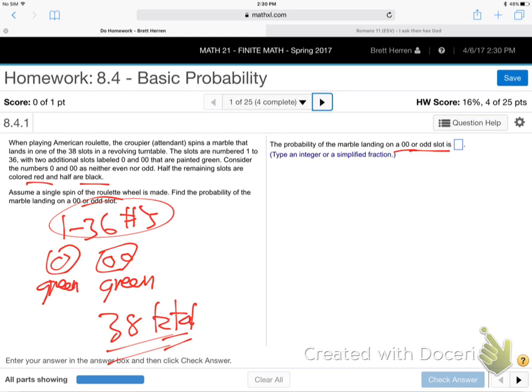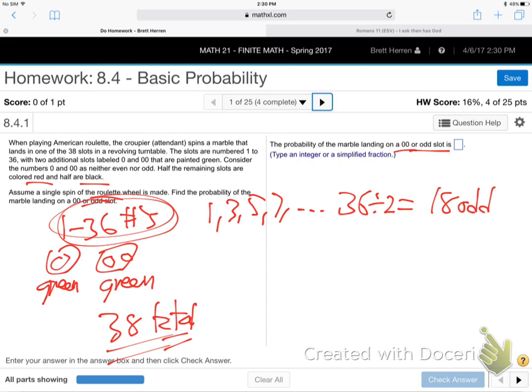Well, how many odd numbers are there? In 1 through 36, half the numbers are odd, right? 1, 3, 5, 7, you know. Half the numbers are odd, half the numbers are even, right? So 36 divided by 2 is 18 odd numbers.